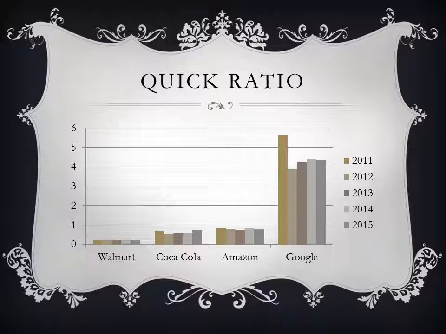Next, here's the quick ratio. This is pretty much the current ratio, but it subtracts inventory. By looking, we see again that Google's numbers are much higher. The other companies are so low because they have a lot of inventory. Google is a search engine, so if they do have inventory, it's a very, very small amount.